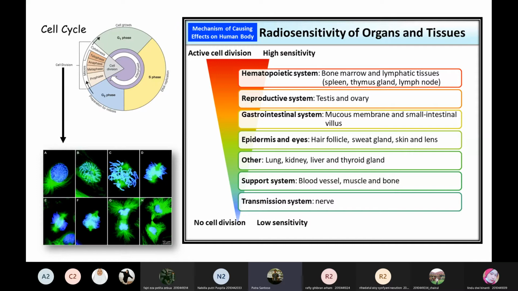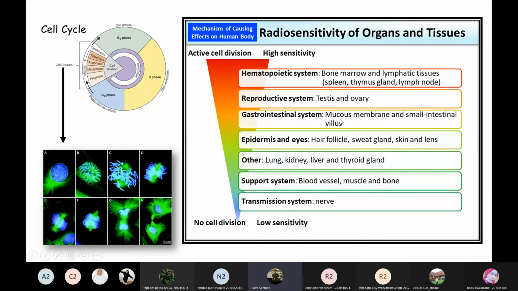And also like in testis and ovary, also very sensitive to radiation, because you produce sperm every single second of your life, and therefore there are many cell divisions taking place at the moment, and it will be very sensitive to radiations. And the lower is the gastrointestinal system, for example, only.